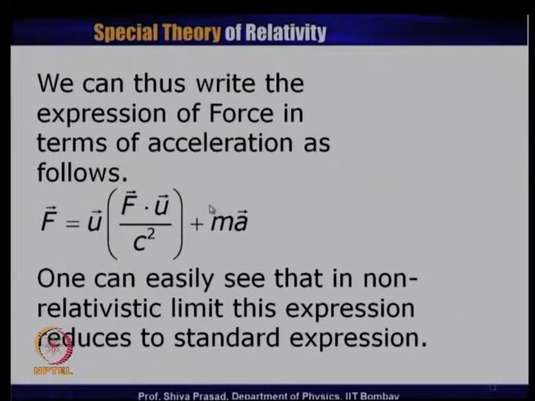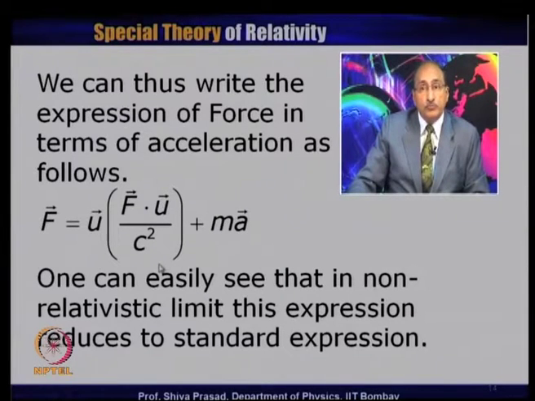So, you have two terms. Now, what are the cases in which force and the acceleration could be in the same direction? That can happen in two cases. One of the cases will be where this term is 0. If f dot u is 0, it means force is applied perpendicular to the direction of the instantaneous velocity. Then this term will be 0, and f will be equal to mass into acceleration. F and a will be in the same direction.